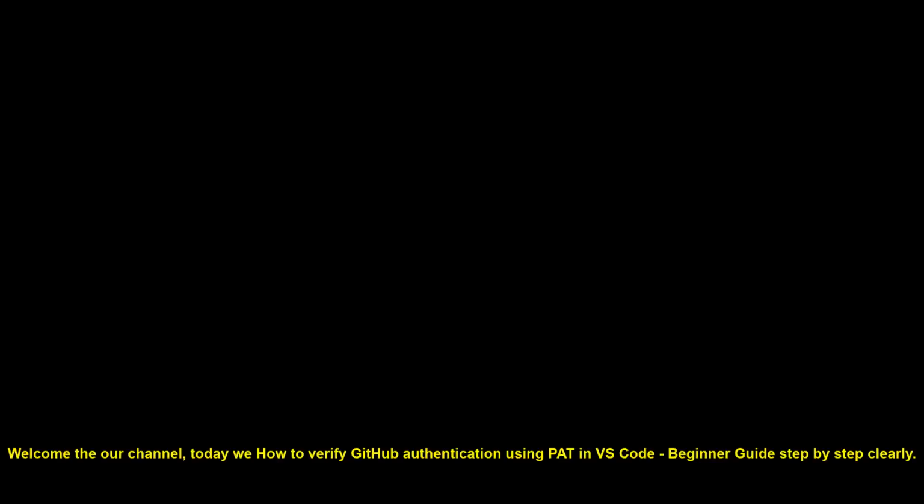Today we learn how to verify GitHub authentication using a PAT and VS Code, a beginner guide step by step clearly. To verify GitHub authentication using a personal access token in Visual Studio Code, start by opening your Visual Studio Code application. Next, ensure that you have the latest version of Visual Studio Code installed on your machine.